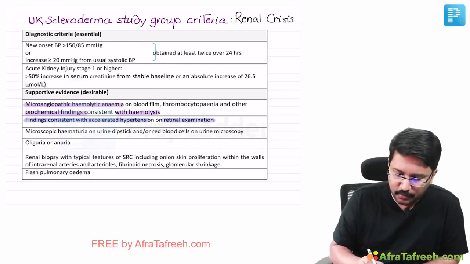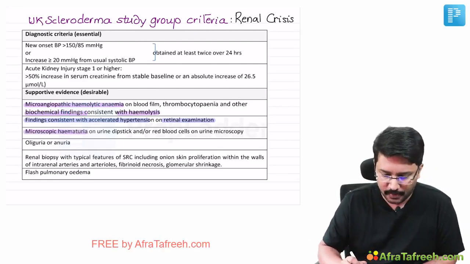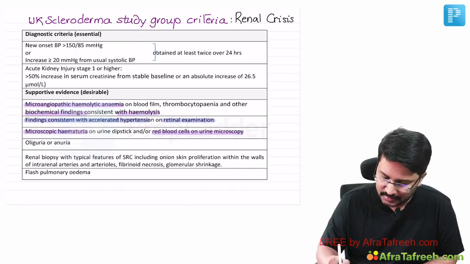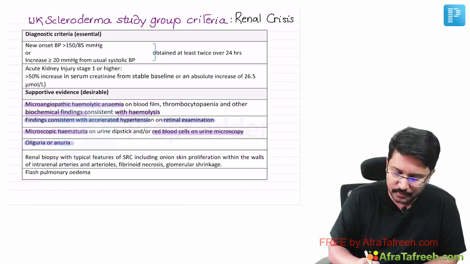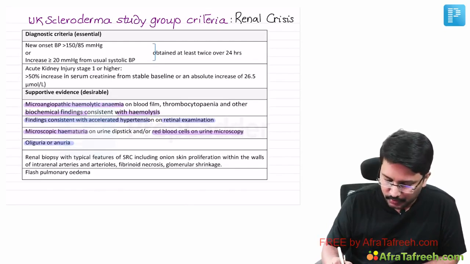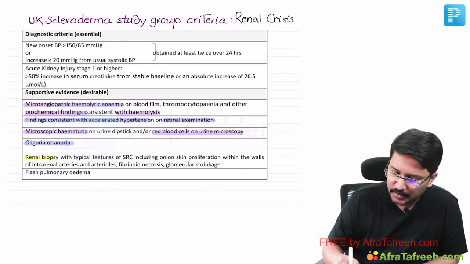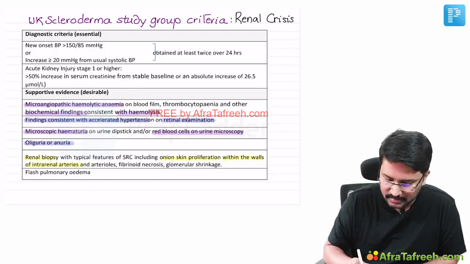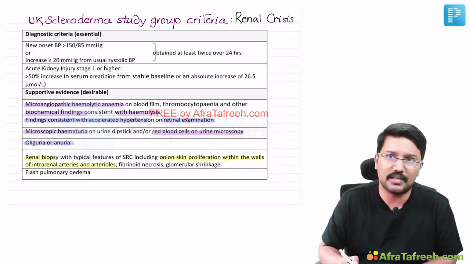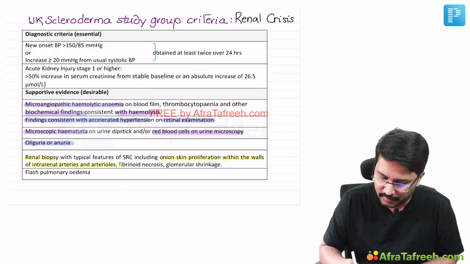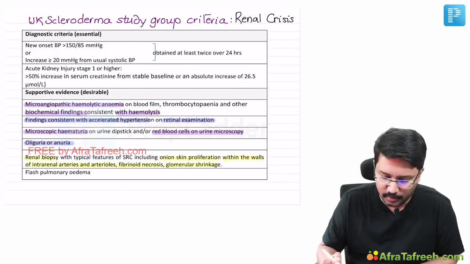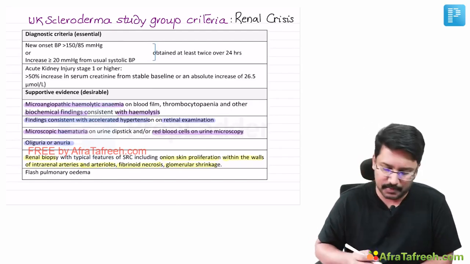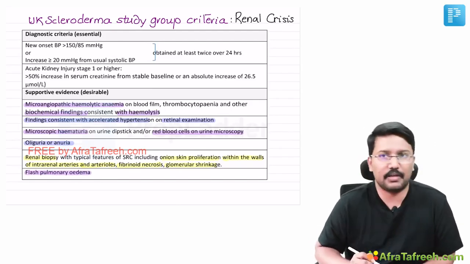Because of the renal involvement, you may have microscopic hematuria or frank blood on the urine microscopy. Patients can develop oliguria or anuria. So that is one of the points to note. And if you do the renal biopsy, you may see onion skin proliferation within the walls of the intrarenal arteries and arterioles, something characteristically seen in malignant hypertension, right? Fibrinoid necrosis and glomerular shrinkage, and a sudden presentation in the form of flash pulmonary edema. These are all considered as supportive evidence.